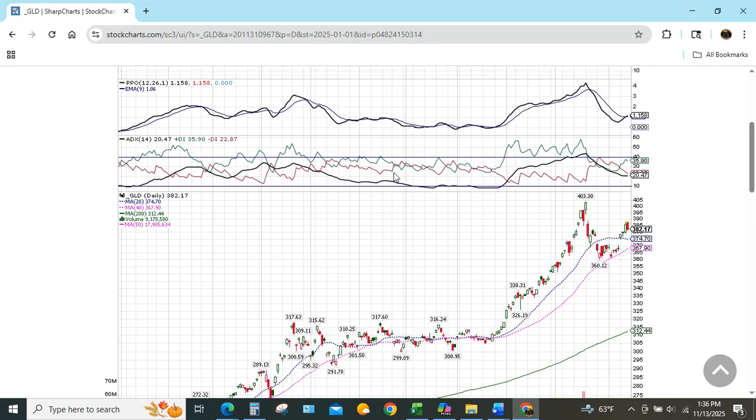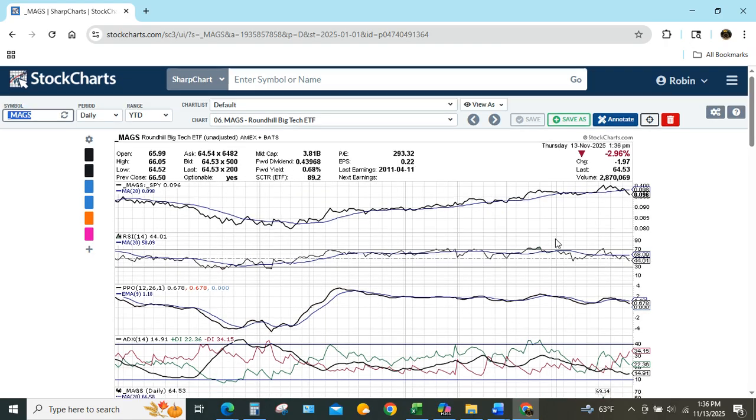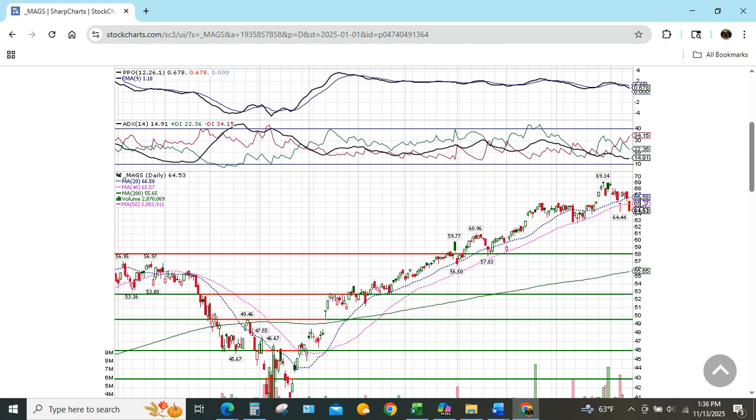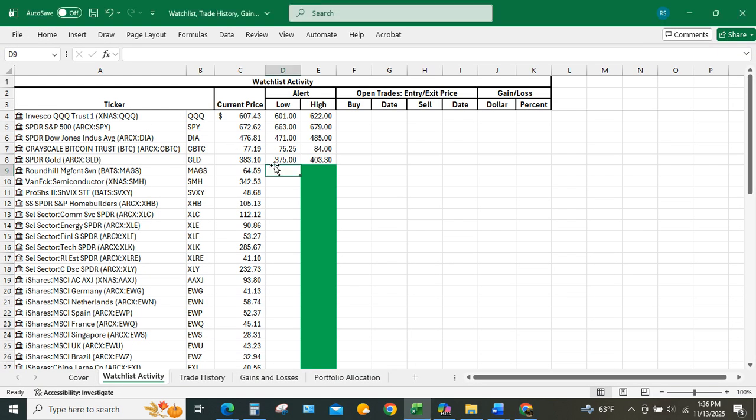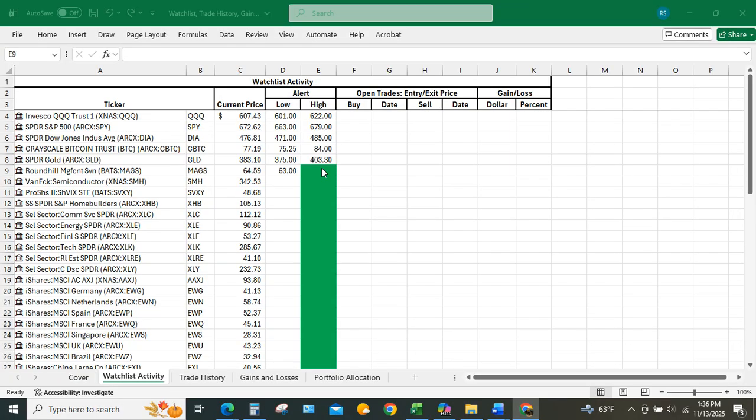This is an ETF that tracks the Magnificent 7 stocks. So on this one, we got to break below the 20, break below the 40. So maybe the next level of support is right around 63. So I'm going to throw in 63 for the low. And I'm going to put a high alert right above the 20. So I'm looking at maybe 66.75. It doesn't have to be exact.